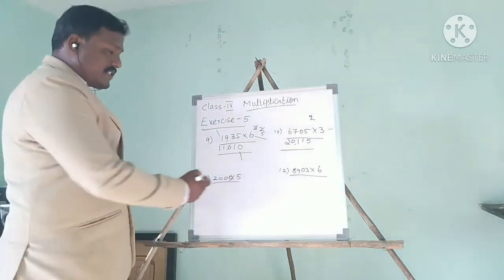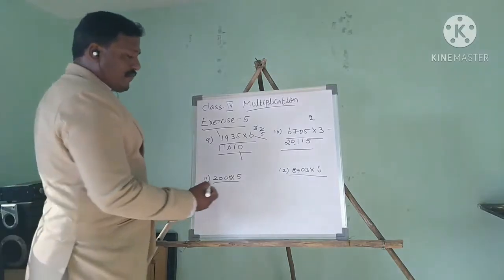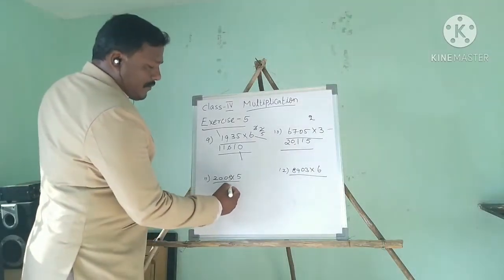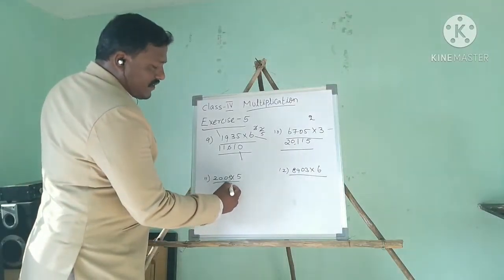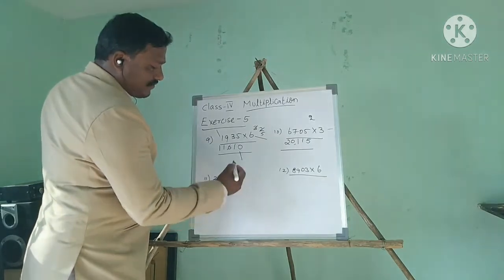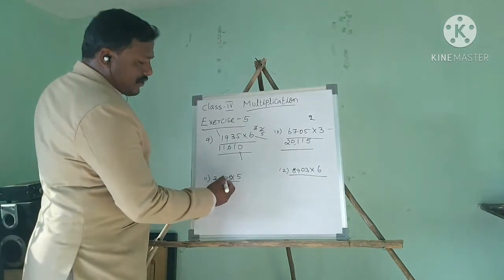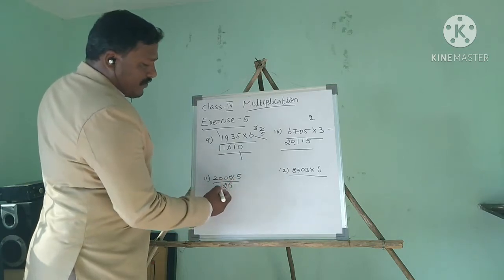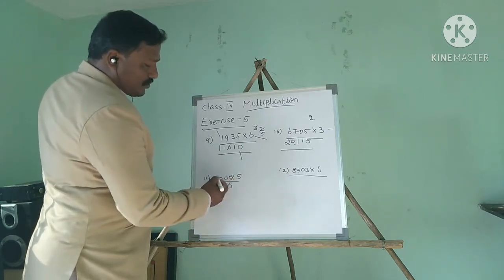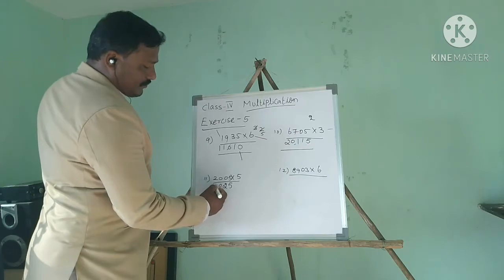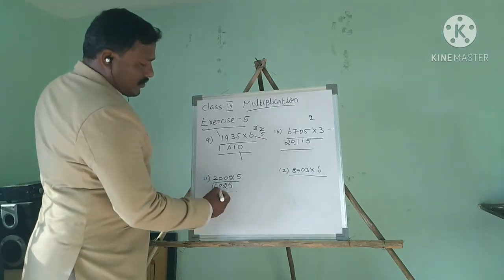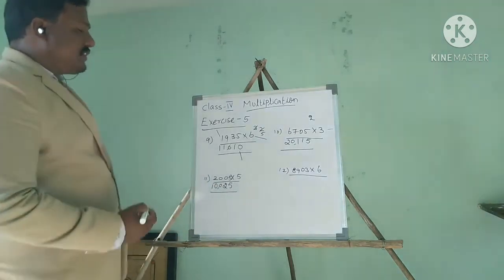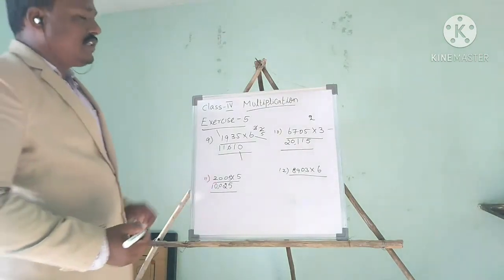Okay. Now let us solve this sum. So 5 5s are 25. So 25 we will write as it is, because there is no digit here, 0 na. 0 into 5, 0. So 2 5s are 10. So 10,025 is the product of this number.